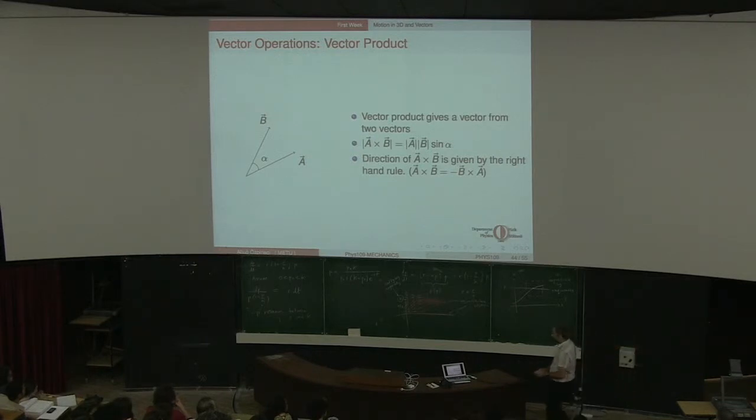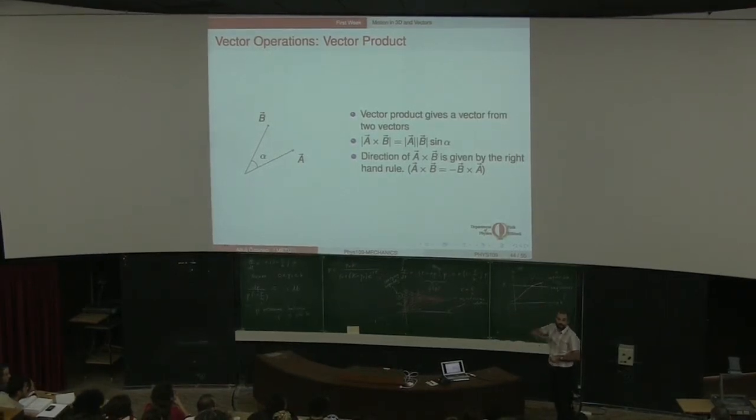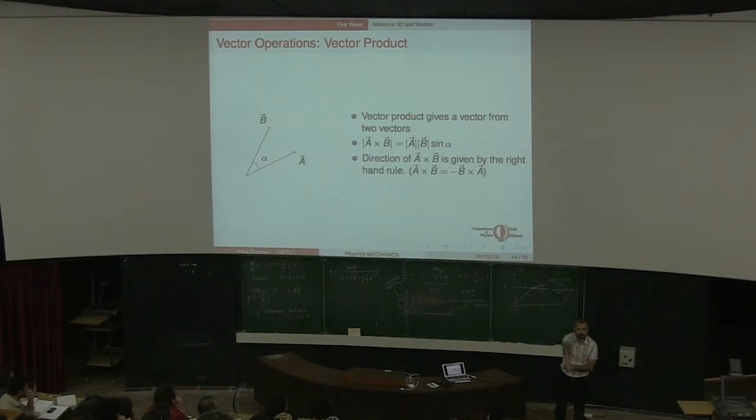Again, if I go back, this is my plane, this is my A vector, this is my B vector. I point my fingers along the A vector with my palm pointing towards the B vector. And my thumb, this is the direction of A cross B. If I want to calculate B cross A, first I have to point towards the B vector with my palm pointing towards the A vector. So now it's pointing downward.